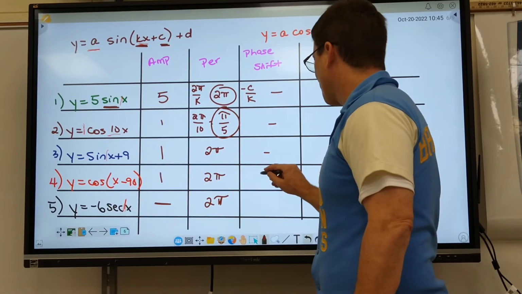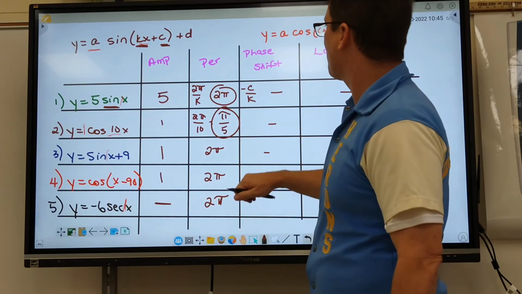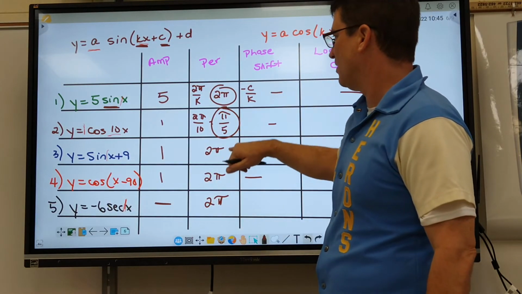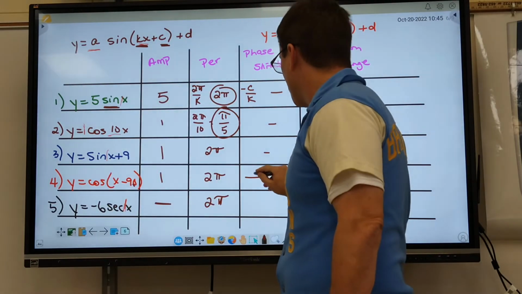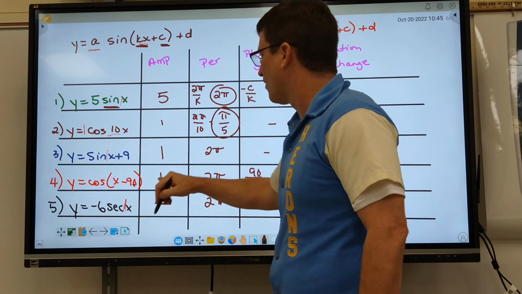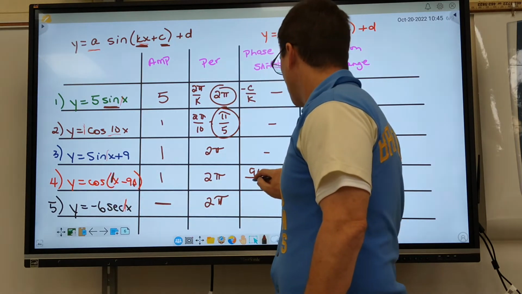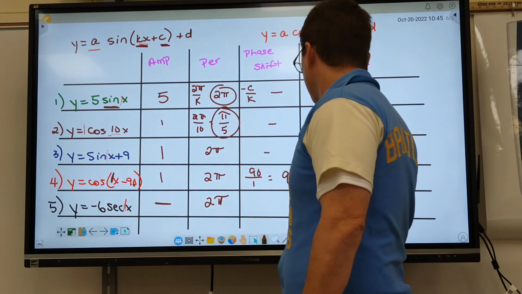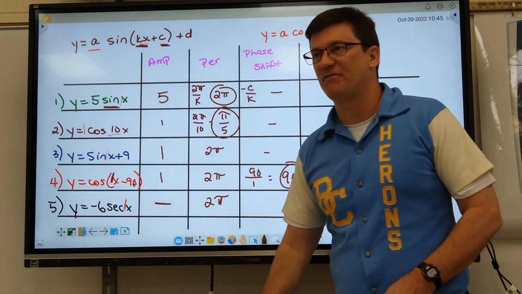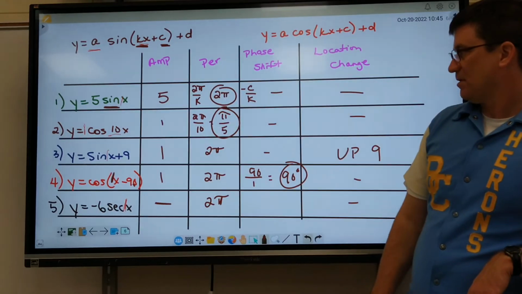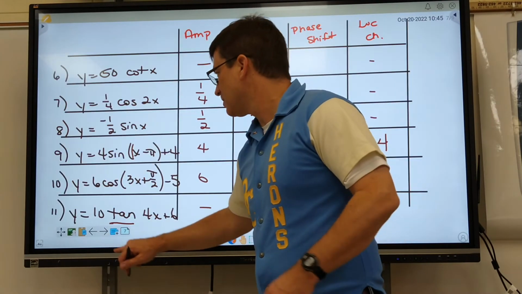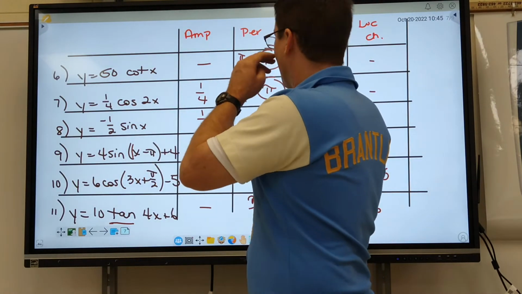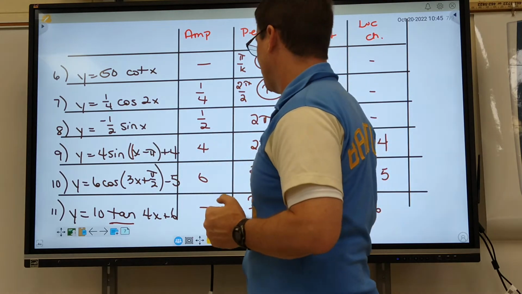All right, so look, you got a fraction. What goes on top of the fraction? It says negative C. Okay, look, we got a negative 90 right here. So that's going to be positive 90 over 1, which is just positive 90 degrees. Any question how I got phase shift? 90 degrees, okay. All right, 5, dash, 6, dash, 7, dash, 8, dash.